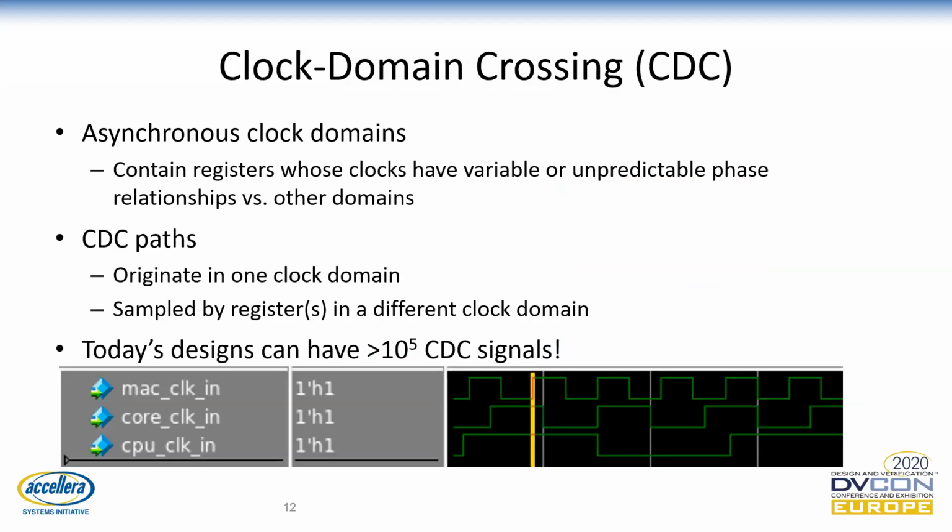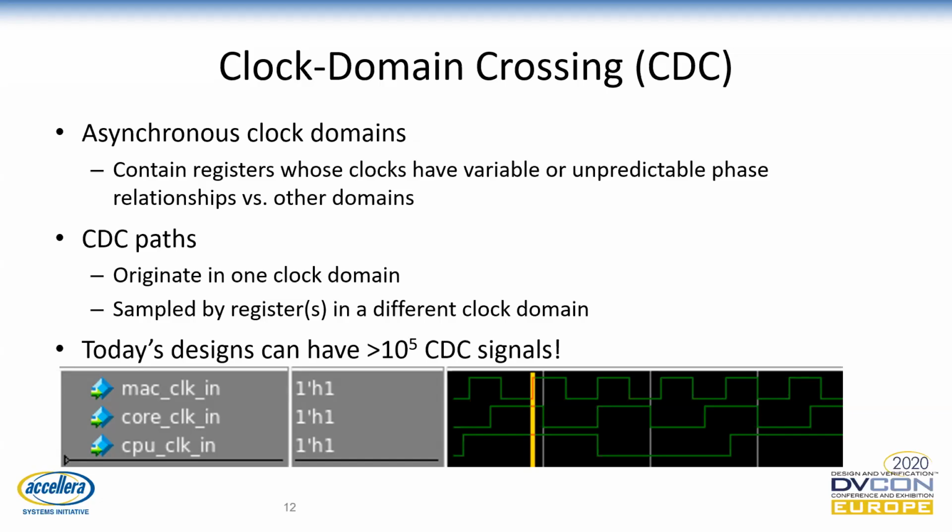For designs with multiple asynchronous clocks or reset domains, manual reviews of domain crossings are very tedious and error-prone. When designs have asynchronous clocks, these are situations where clocks may have non-deterministic phase relationships, so these clocks are considered asynchronous. Clock domain crossing paths occur when signals are transmitted from one asynchronous clock domain to another asynchronous clock domain.